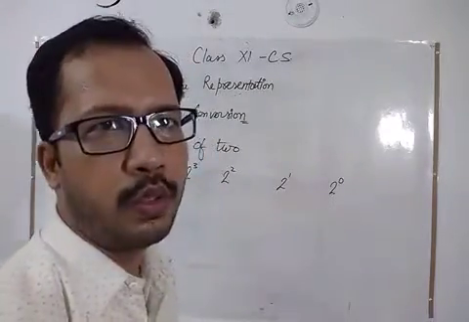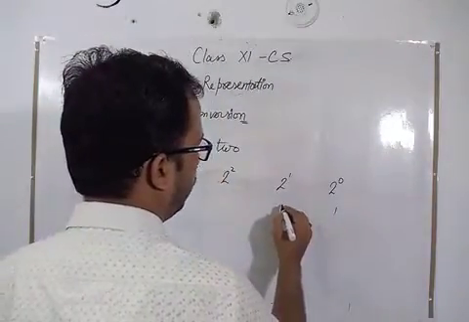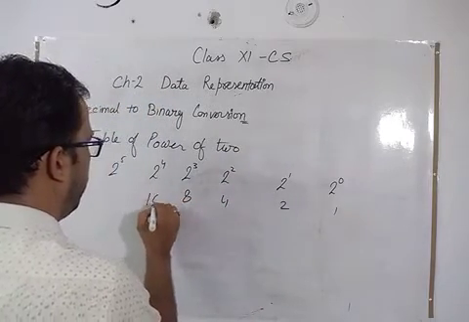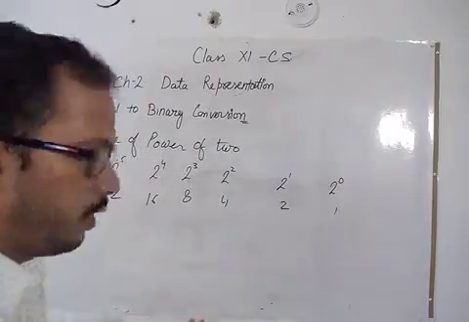So 2 raised to the power 0 is 1, 2 to the power 1 is 2, then 4, then 8, then 16, then 32. So like this you will increase.